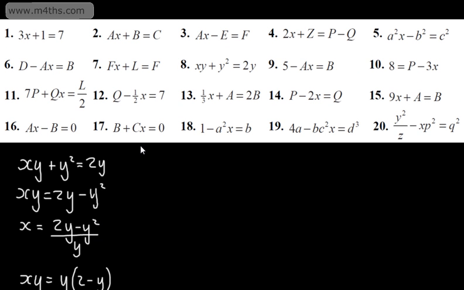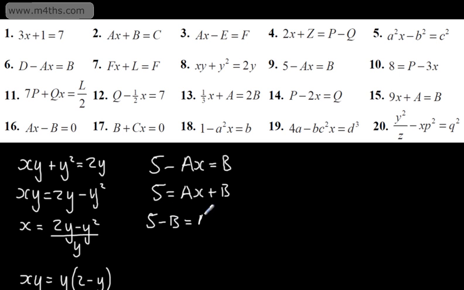Okay, let's have a look at another one. Right, this one right here. 5 minus ax is equal to b. I'm going to look at this one a couple of different ways. So 5 minus a multiplied by x is equal to b. One way is to simply add the ax to both sides and subtract b. So 5 is going to be ax plus b. Subtracting b from both sides, 5 minus b is equal to ax. And then dividing both sides of the equation by a, 5 minus b divided by a will be equal to x.